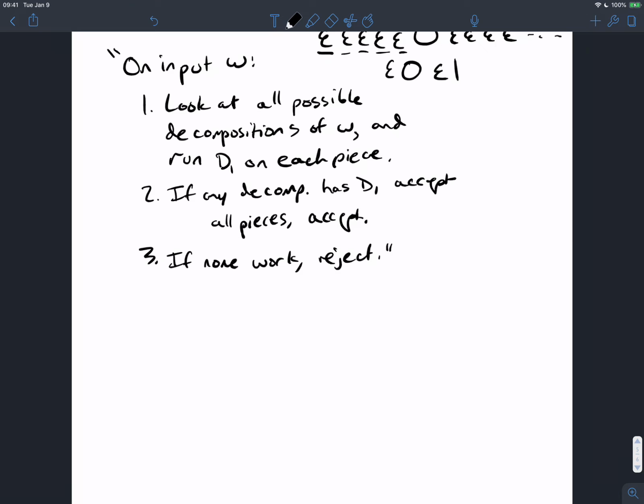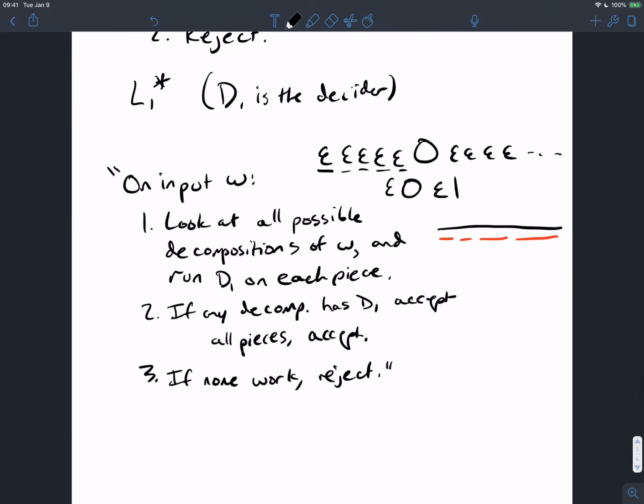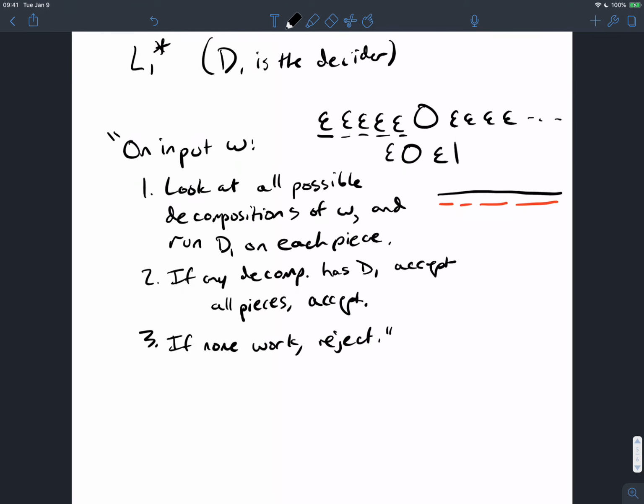So it's saying split it up and D1 works on each one of the parts? Yeah. So if we have the string being this, and we partitioned it into these pieces, then I run D1 on each of the red pieces. So I first will test the entire string because that'll just be looking into L1 exactly one time. Then I look into all possible ways of looking into L1 twice, then 3 times, 4 times, 5 times, and then all the way up to n plus 1. Any other questions?